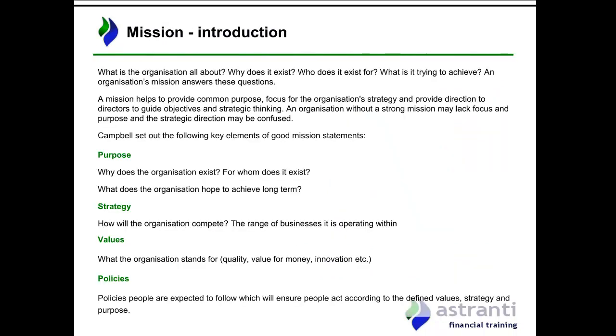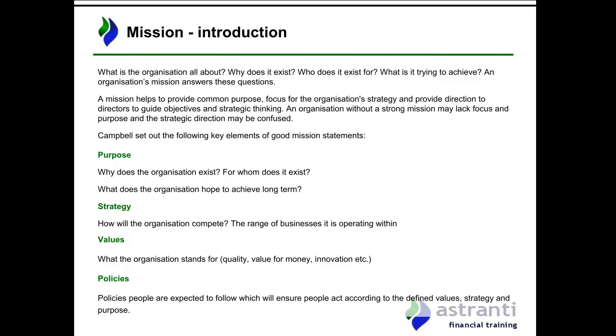Okay, so the very first thing we want to do to get an idea of where the company is aiming to be is to get an idea of its mission. So what is the organization all about? Why does it exist? For whom does it exist? What is it trying to achieve? And this will help us get an idea of the mission.